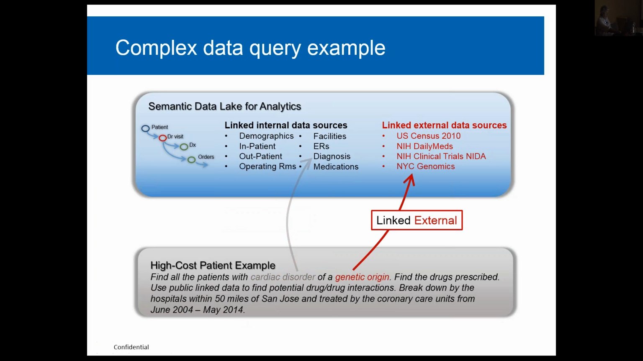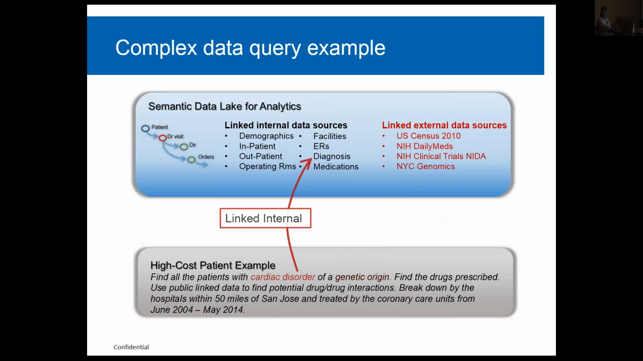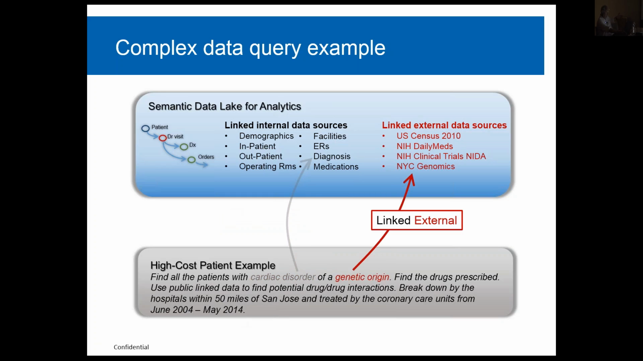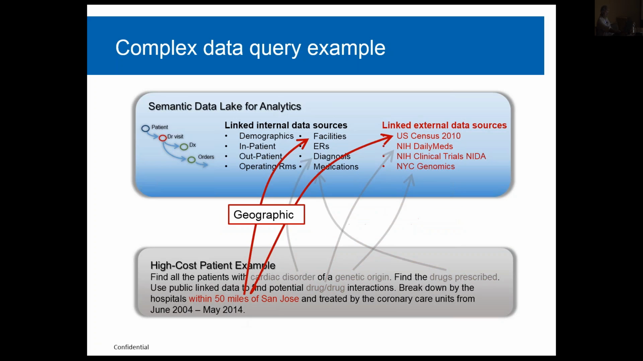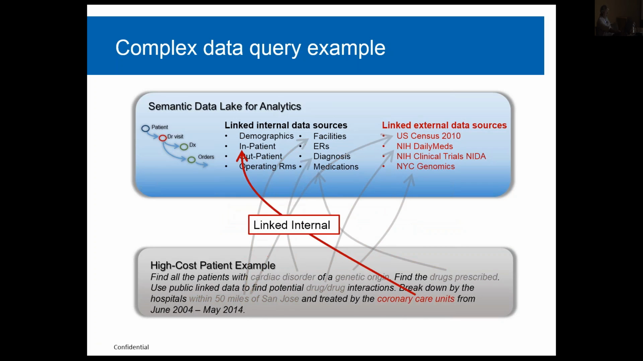Well, if you look at this query, you have to go to many different types. Cardiac disorder, you go to the diagnosis database. For the genetic origin, you go to another one. In this demo, and I'm not going to explain it today, but you get the point. This is a way to express that you need many data sources to answer one query.